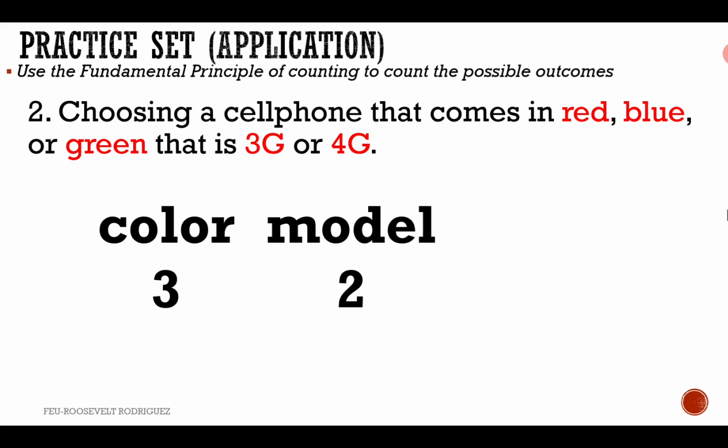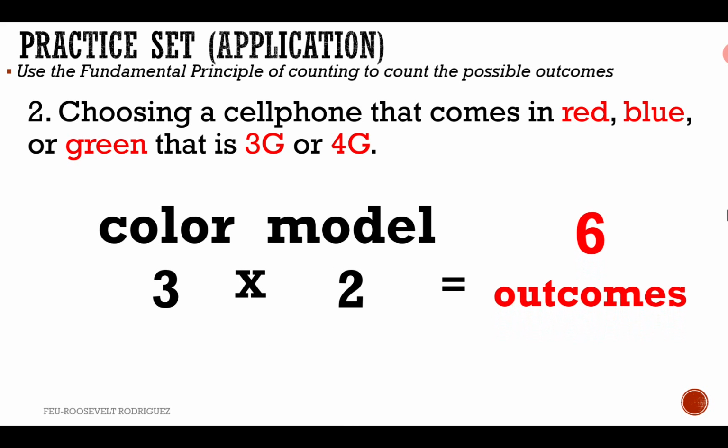So para ma-solve natin to, just multiply. Okay? Event 1 and event 2, their possible outcomes. So we have 3 times 2. Therefore, we have 6 possible outcomes or combinations ng color at ng model ng phone. Okay? For question number 3 or problem number 3.